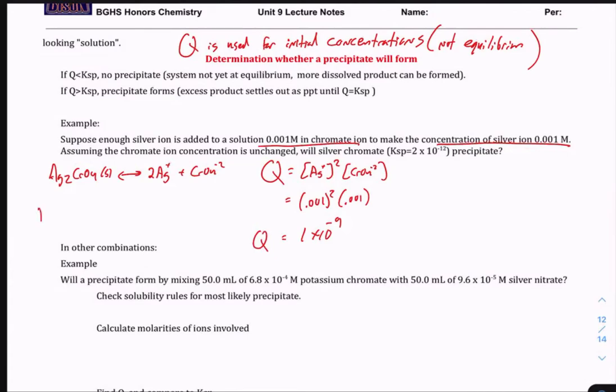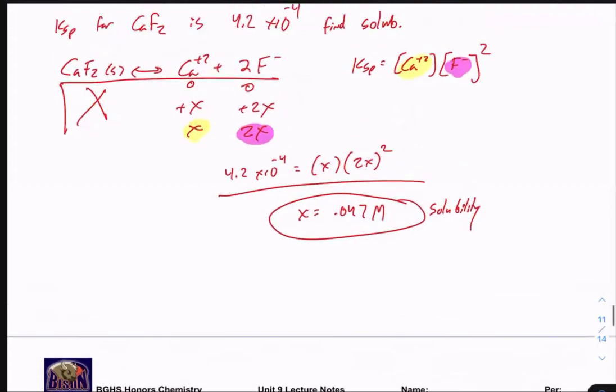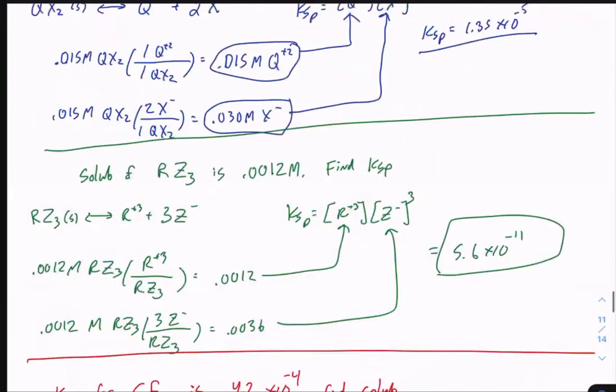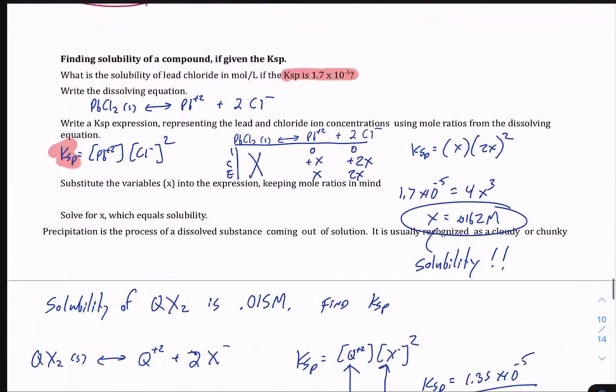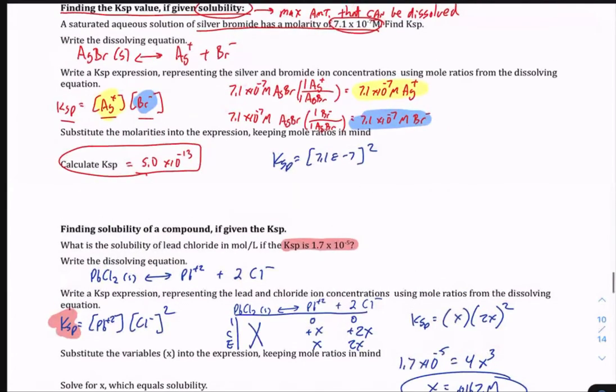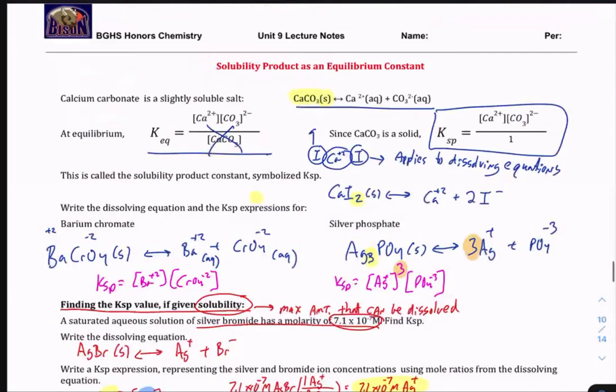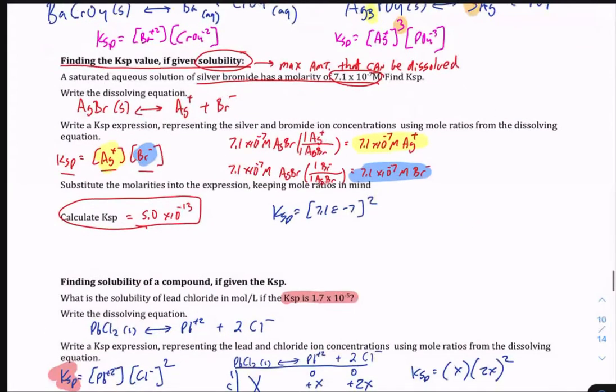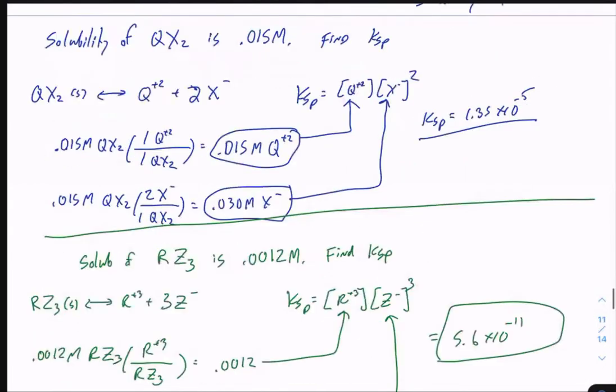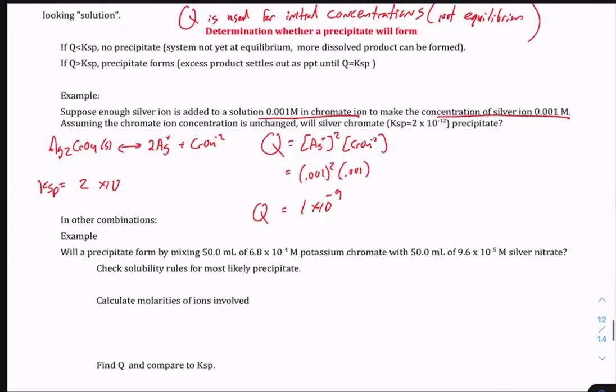And just for a refresher, the KSP for this reaction was given earlier. I think it was 2 times 10 to the negative... It was somewhere earlier here. Wasn't it? Silver chromate, silver chromate. Where's silver chromate? Oh, here. It's right here. Okay, silver chromate is given.